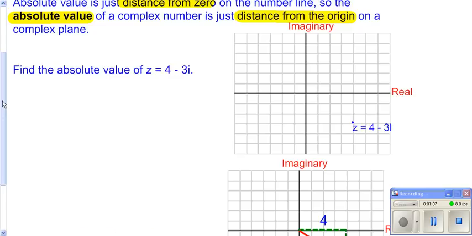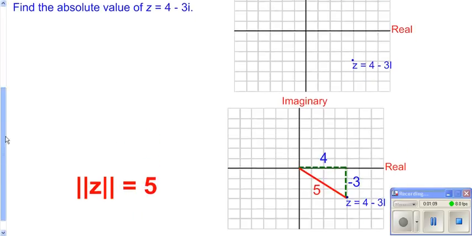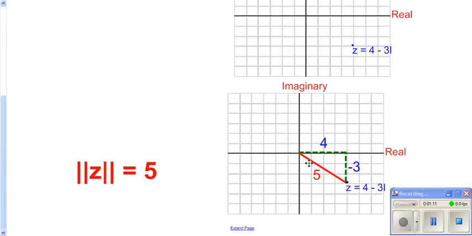Well, your absolute value is just the distance from 0. That's this red distance that we're looking for. If you're 4 units to the right and 3 units down, you could form yourself a right triangle. Then you could use your Pythagorean theorem: 4 squared plus 3 squared gives you 25. Take your square root, and that tells you the length of your hypotenuse. The length of your hypotenuse is your distance from 0, or the absolute value of that number.